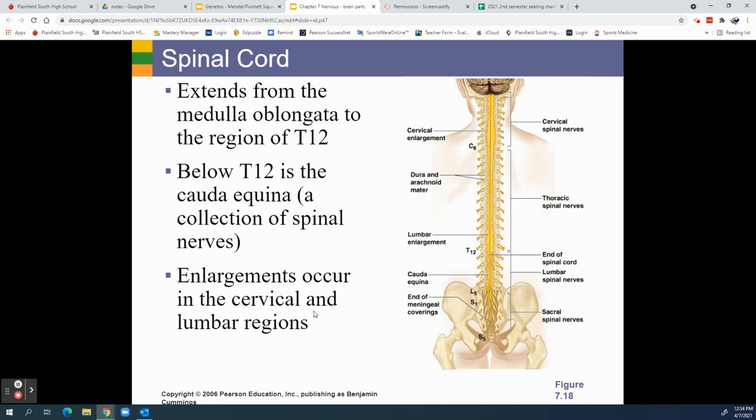There are 2 enlargements, areas that are a little bit bigger than the rest of the spinal cord, and those happen at the cervical region and lumbar region. You can see those here on the diagram. We have a cervical enlargement here and a lumbar enlargement here. That's mostly because there are extremities attached to those. This enlargement would be associated with the 2 upper arms, and this enlargement would be associated with the lower legs and a lot of these abdominal organs.